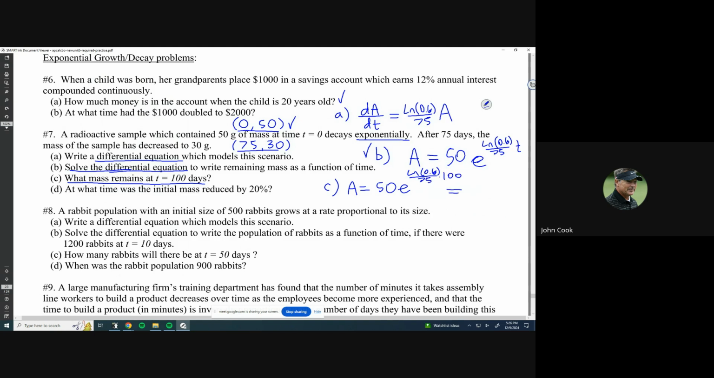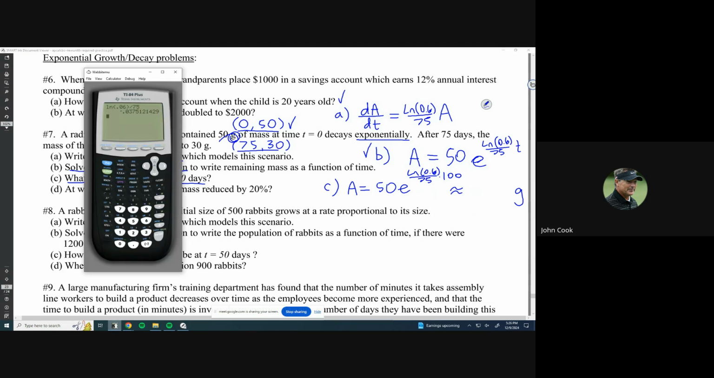Okay, we plug it in our calculator. We're going to have to probably round it. I bet it'll be a decimal number. And let's think about what this is going to be for units. Well, it's mass, right? And the mass is in terms of grams. So it's going to be some amount of grams. Let's see how many it's going to be. So use our calculator, natural log of 0.6 divided by 75, and then times 100.